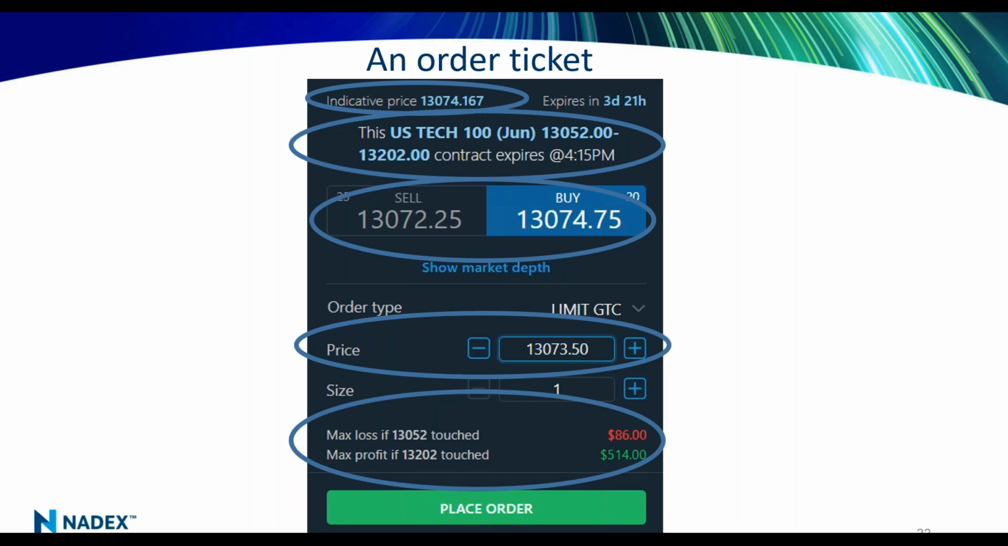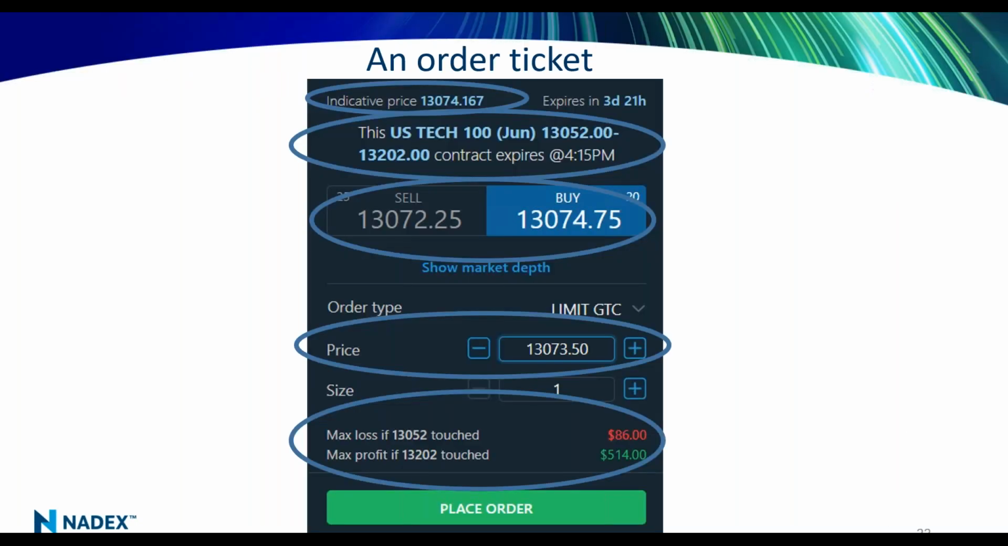If I bought this at 13,073.50 and it traded down to the floor of 13,052, I would get knocked out and I would experience an $86 loss. If I bought it and it went up to the ceiling, I would get knocked out for a maximum profit of $514. Notice our NASDAQ spreads are $600 contracts. The S&P 500 ones are 500. They're all a little different. There are subtle nuances to the knockouts, but again, you can look at the different contract specifications, but it's also on the order ticket. You'll see that clearly on any order ticket.